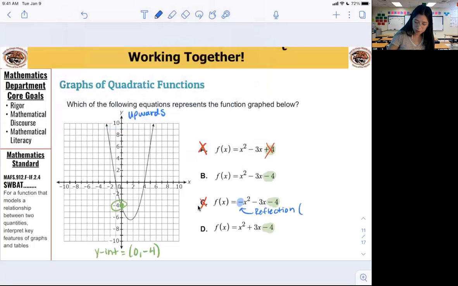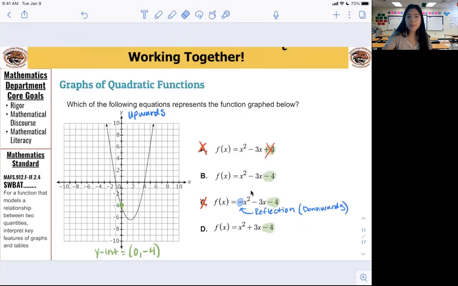So reflection is when you have a downwards facing graph. So A is out because it has the wrong y-intercept, and C is out because it has the wrong direction. But now I'm stuck between B and D. Is there any other clue just from looking at the equation, or am I going to have to do a little bit of work? We're going to have to do more.